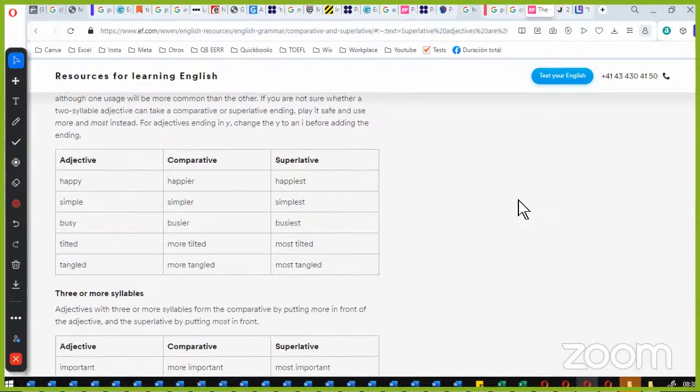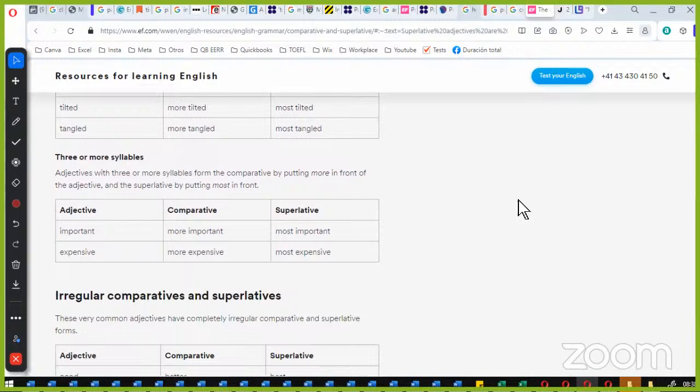Happy, happier, happiest. Simple, simpler, simplest. Busy, busier, busiest. Tilted, more tilted, most tilted. Tangled, more tangled, most tangled.